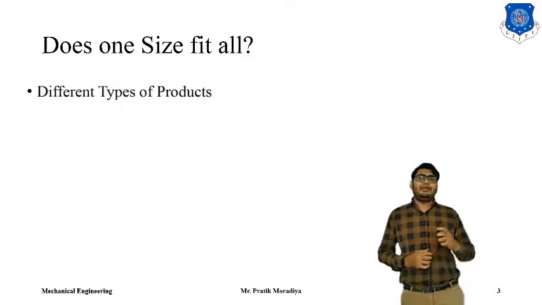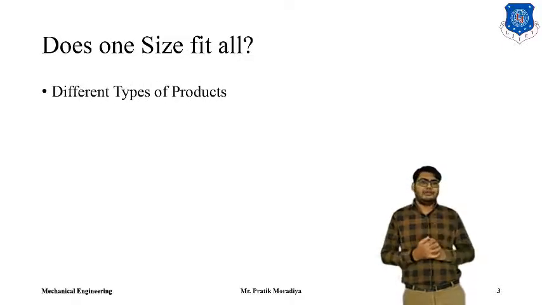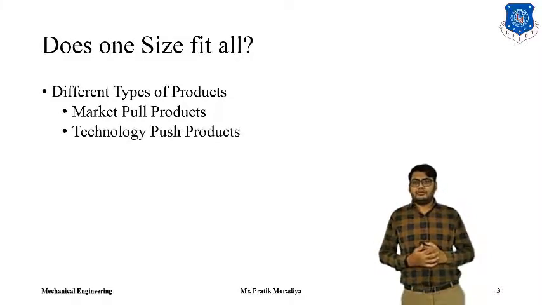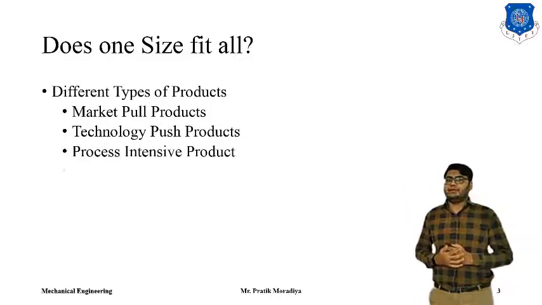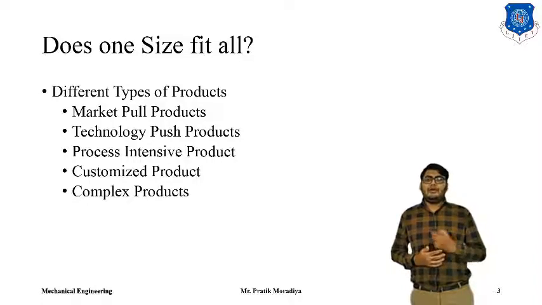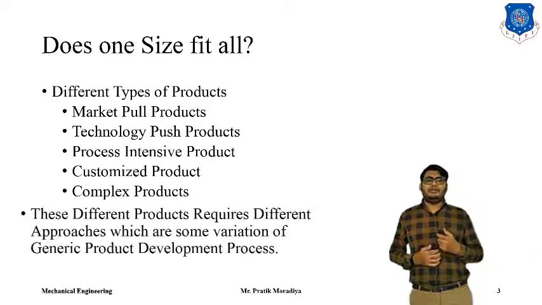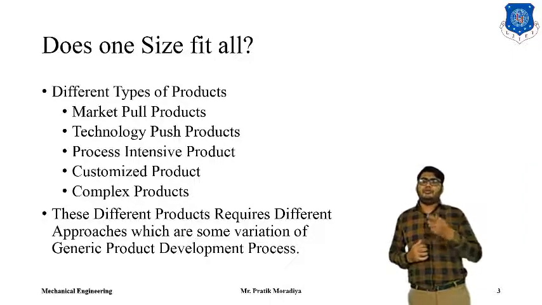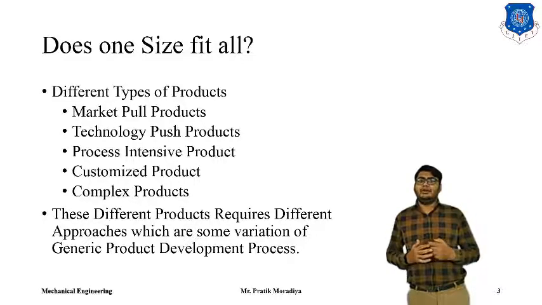And we know that there are many types of products. We already have discussed different types of products. There can be market pull products, technology push products, process intensive products, customized products, or complex products. And all these require some variation, some changes in the approach of product development process. Also, how can all these different types of products adapt the generic product development process? This is what we are going to discuss in this session.